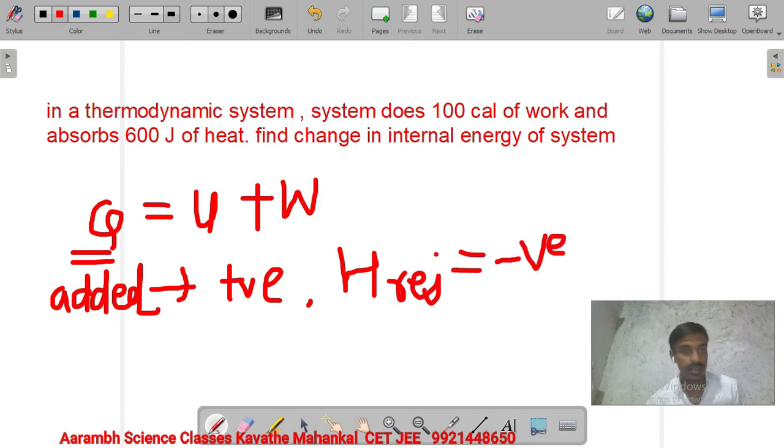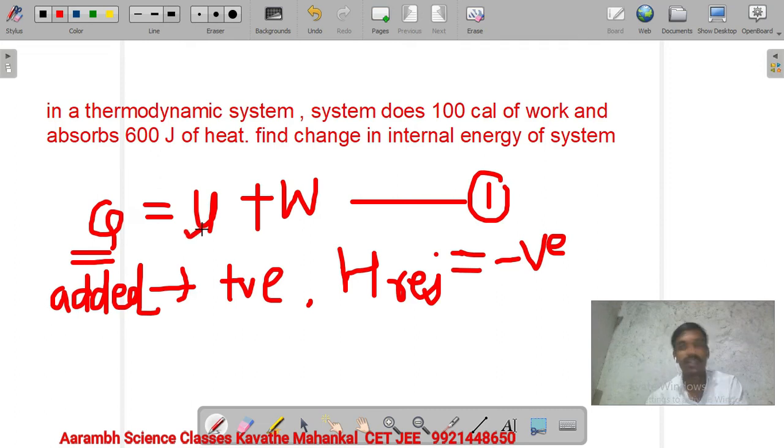Simple. In the above equation, write this as equation number one. So in the above equation, if the heat is added to the system, you have to take it as positive, and if the heat is rejected from the system, you have to take it as negative. Simple. Okay, let's talk about the W.